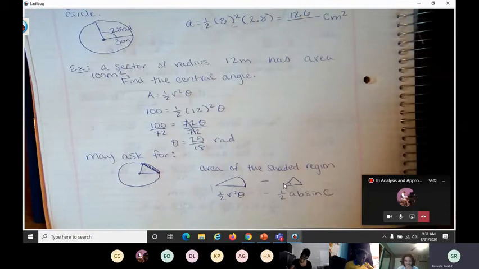What questions do you guys have about that? So the 1/2 AB sine C, that's basically the area of the triangle, right? Yes, exactly. That's the area of the triangle.